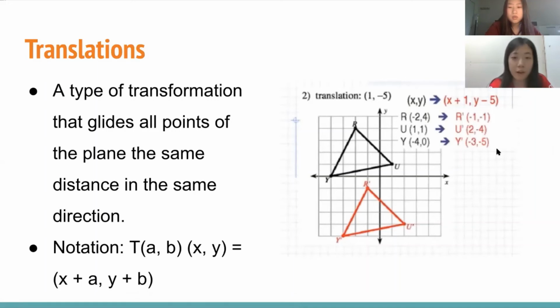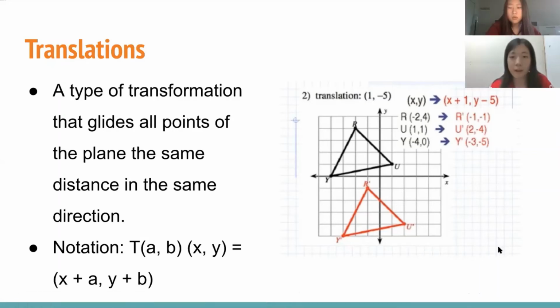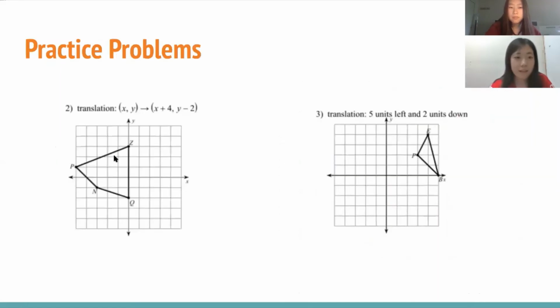So for the point R, you have to add 1 to the -2, which will become -1. And for the Y coordinate, you have to subtract 5, which you will get -1. And you do the same for the rest, and you will get 2, -4 for coordinate U, and -3, -5 for coordinate Y. So let's do some practice problems together.